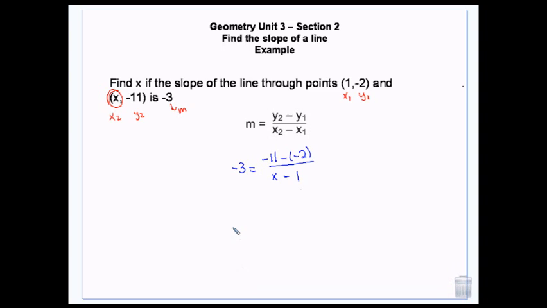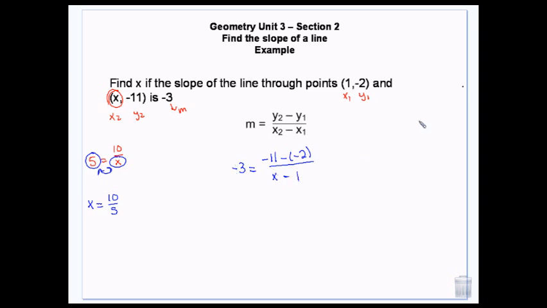Now, did anybody ever show you this trick? If I have, let's say, 5 is equal to 10 over x. If I have a variable in the denominator and it's equal to a single number over here, I can take what's in this denominator and what's here, and I can switch them, and x is equal to 10 over 5. If you have a variable in the denominator and just a single number over here, you can take whatever's in this denominator and this number and you can switch them.